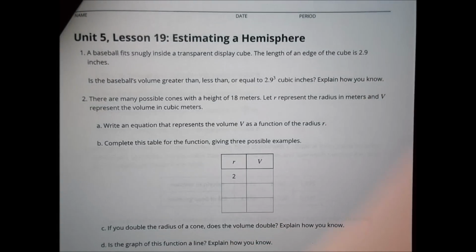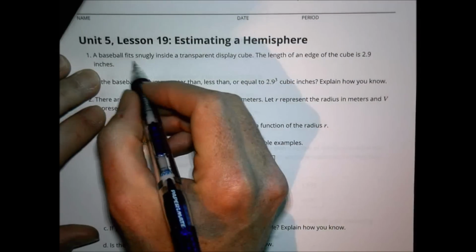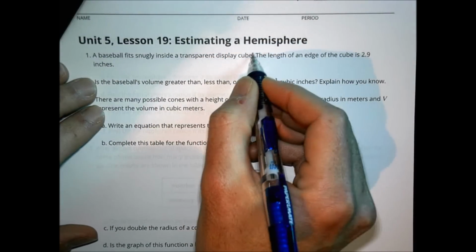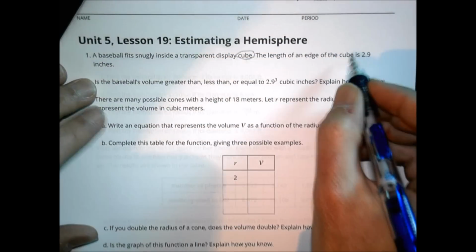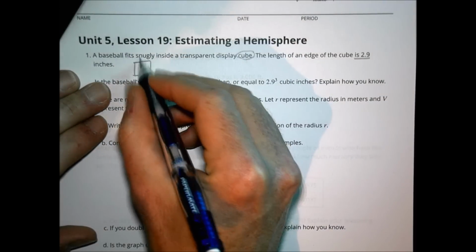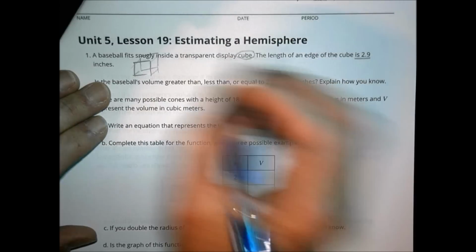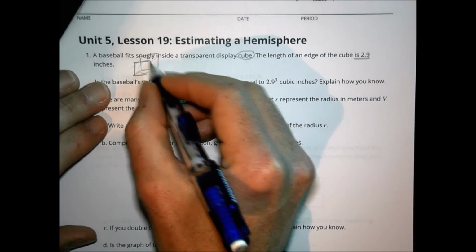All right, on your homework. It says that a baseball fits snugly inside a transparent display cube. The length of the edge of the cube is 2.9 inches. So what do we have here? We have a cube like so, right? A little glass or plastic display cube, and inside of that cube is a baseball.